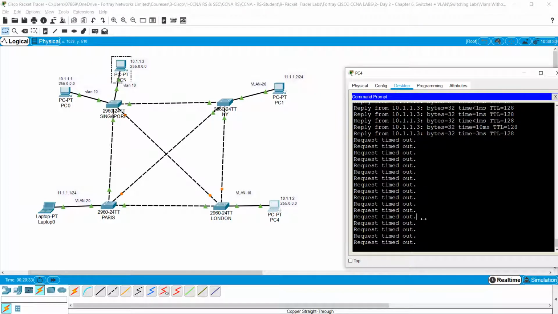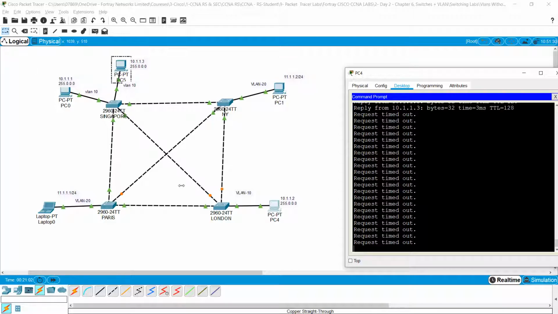So either force one side to become a trunk and the other side auto. In this situation, the trunk will also be formed. For practice, you can try different combinations: one side auto, another side desirable, both sides auto. See the result, does the trunk form? One side forcefully or statically trunk, another side auto, or another side desirable. When you configure this, you will see whether the trunk comes up or not.